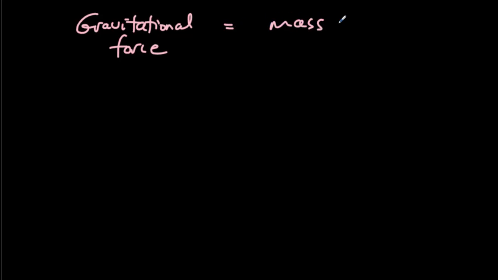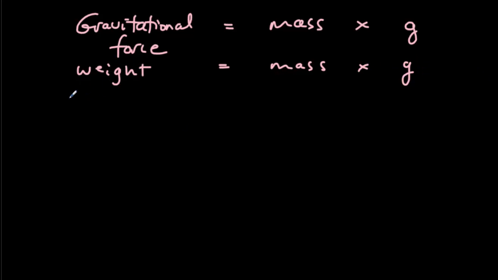So we were saying that gravitational force is equal to mass times this acceleration due to gravity. And we've got another name for gravitational force. Usually we just call it the weight. So weight is equal to mass times g. Well, weight or forces, the SI units for force are the newtons.